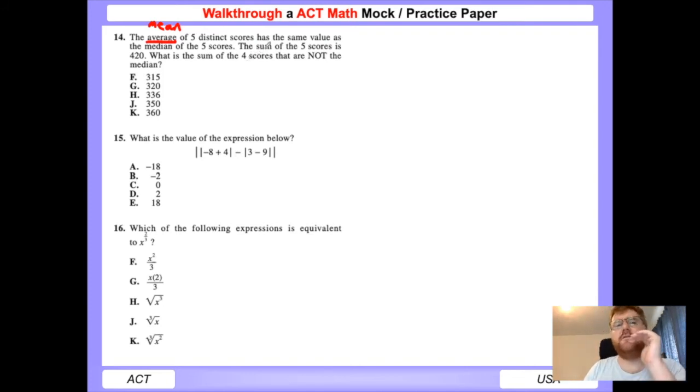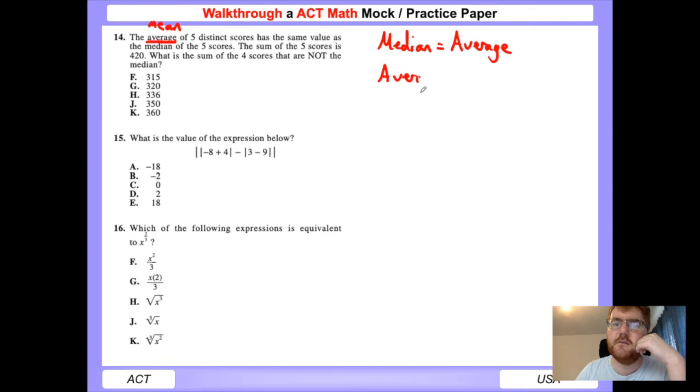So it feels like here we don't have enough information, but we do actually work out what the median is. The median is equal to the average. And the average can be worked out because we're given the sum of the scores, which is 420, and we know how many numbers there are. So we divide it by 5, and this will give us the answer of 84. If you're wondering how I did that quickly, I divided by 10, which gives us 42, and then times by 2 to give us 84. Nice little trick. So this is our median score, the one in the middle, and we want the sum of the 4 scores not including the median.